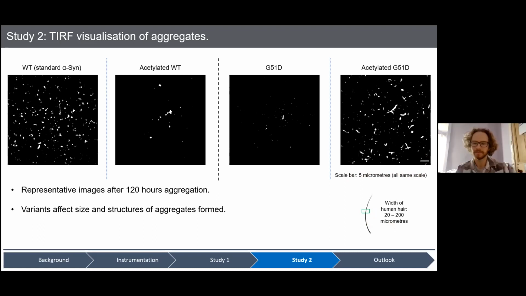Okay, thank you. In the normal unacetylated protein, so without the cap, and in the acetylated G51D, we see a lot of fibrillar structures compared to the other two variants here. So in summary from these slides, acetylation, or the cap, has a significant effect on aggregation of these alpha-synuclein variants.